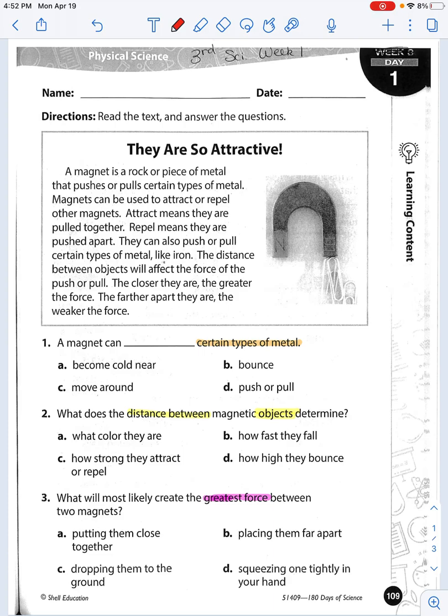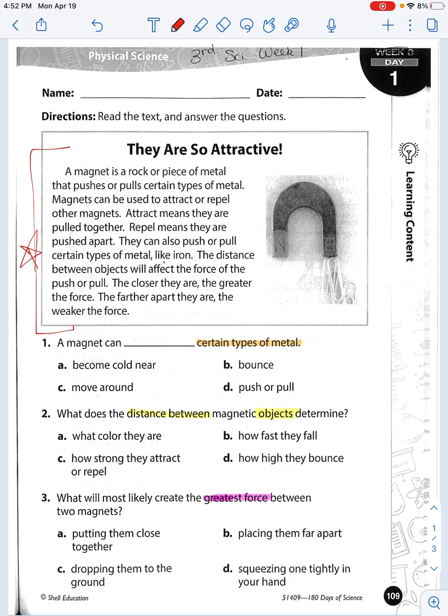So today's assignment, you are first going to read the passage on page 1. This passage is called "They Are So Attractive." So you're going to read this passage. Notice I'm putting a bracket around it. You need to read it slowly and out loud to yourself. When you get done reading this out loud to yourself, you will then move on to the 3 questions below.